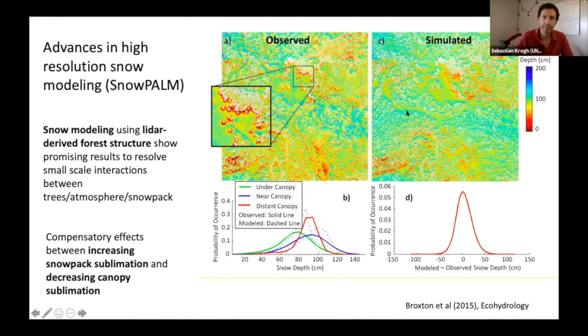So, and this is really important, again, because we need to capture this compensatory effect between increasing snowpack sublimation from having more solar exposure, and also decreasing canopy sublimation from reducing forests.